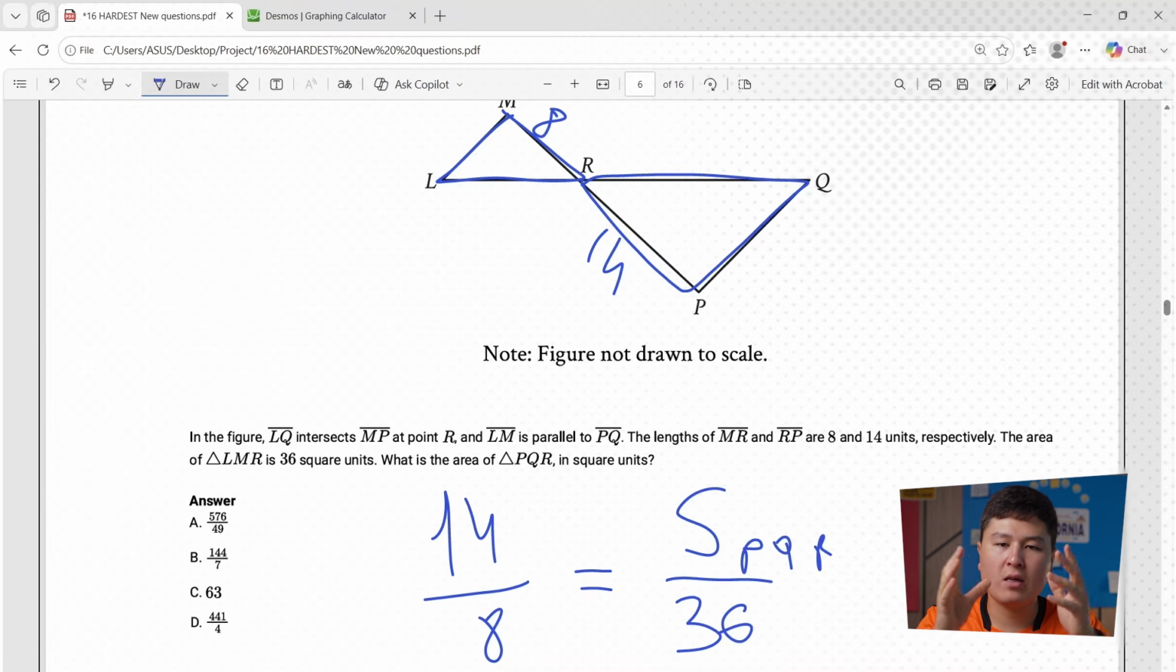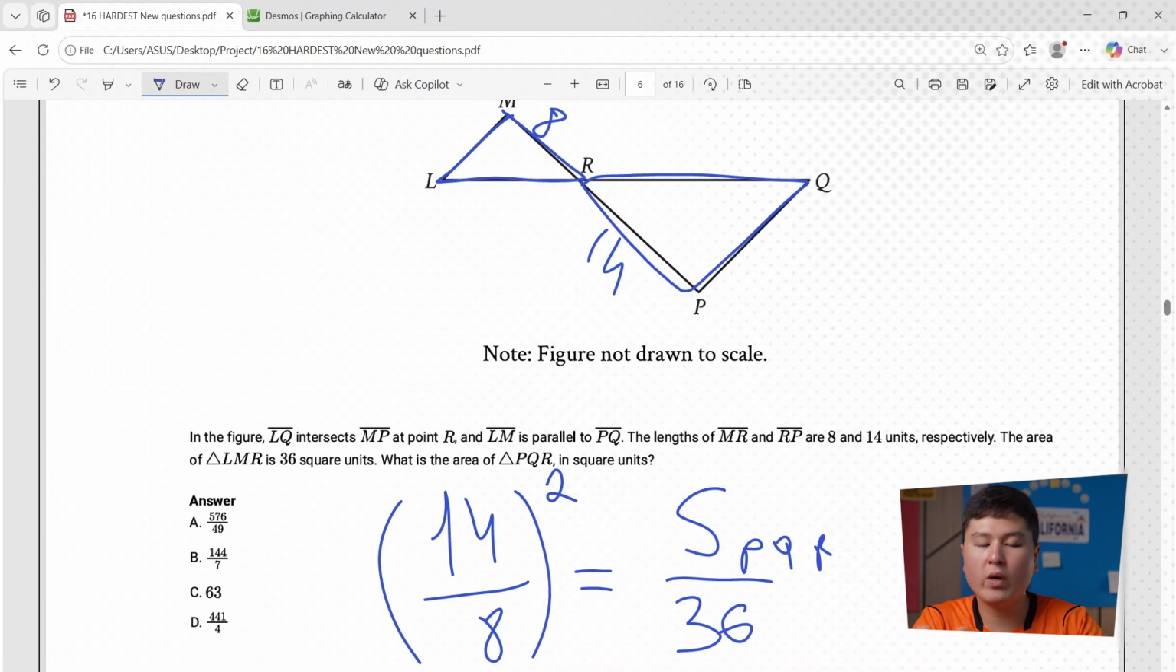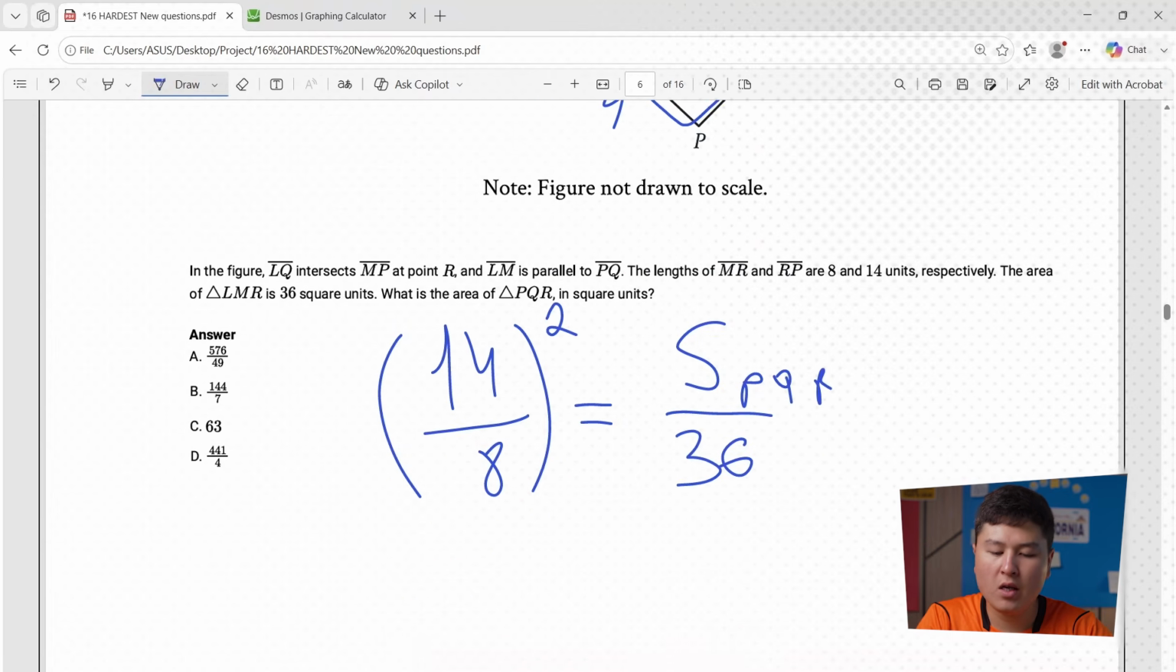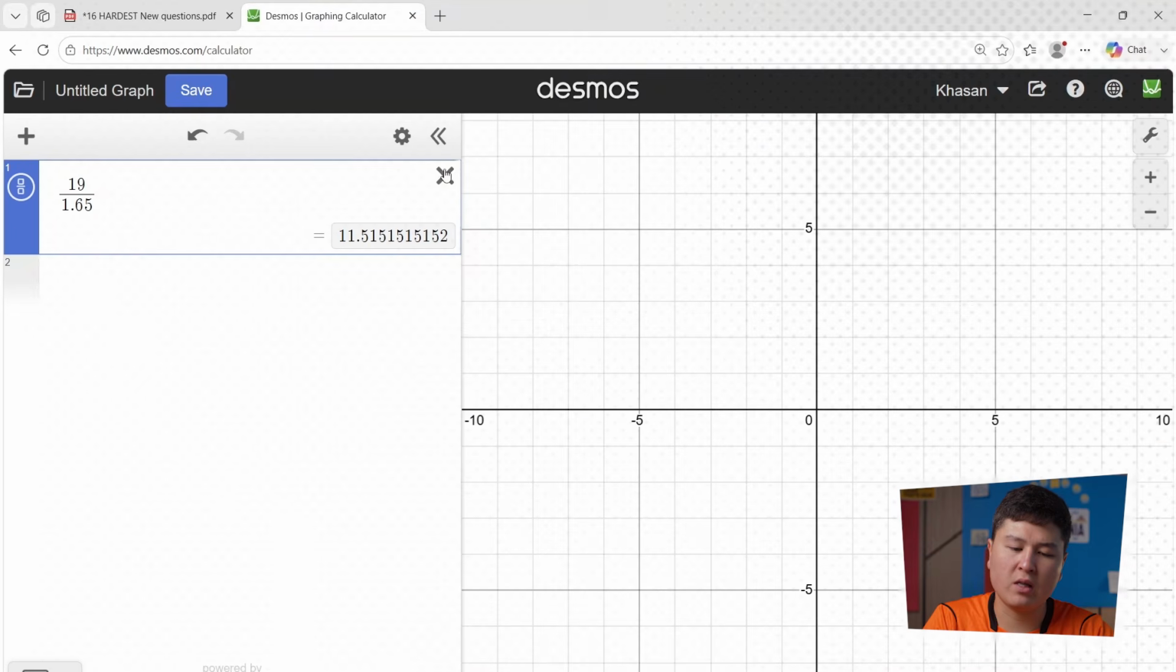Since you are given the ratio and you have to find the areas, you have to use the square of the side ratio. It is just simple: when it's asking about the area, use the square, and when it's asking about the volume, it will be the cube of the side ratios.